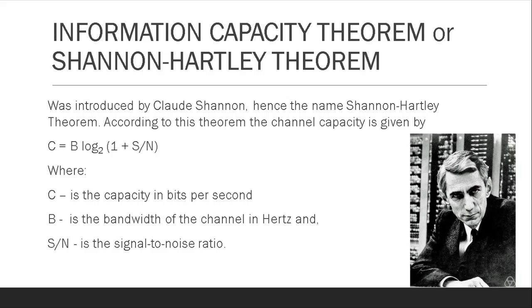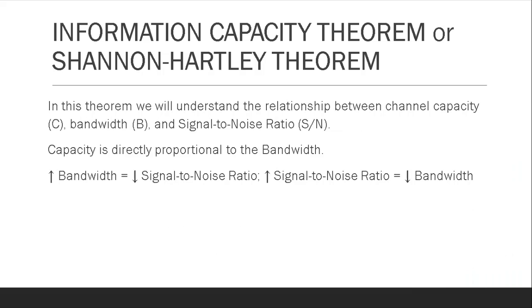Information capacity theorem or Shannon-Hartley theorem. This was introduced by Claude Shannon, hence the name Shannon-Hartley theorem. According to this theorem, the channel capacity is given by C is equal to B log base 2 of 1 plus S over N, where C is the capacity in bits per second, B is the bandwidth of the channel in hertz, and S over N is the signal-to-noise ratio.